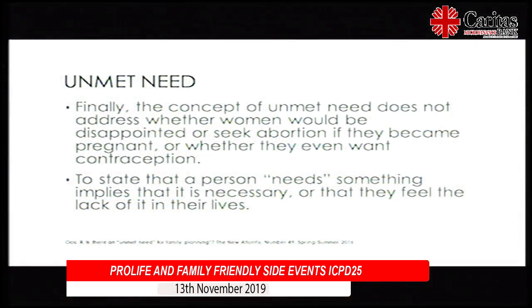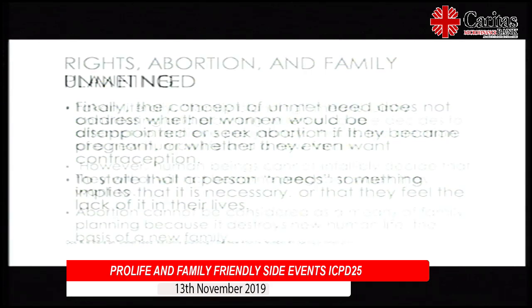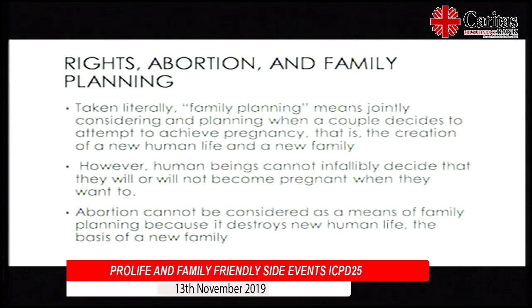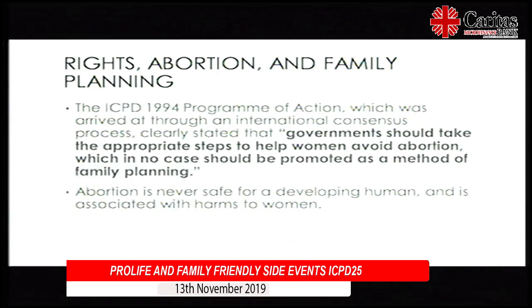Finally, the concept of unmet need does not address whether women would be disappointed or seek an abortion if they became pregnant. To state that someone needs something implies that it is necessary or that they feel the lack of it in their lives. Taken literally, family planning means jointly considering and planning when a couple decides to attempt to achieve pregnancy. That is the creation of a new human life and a new family. However, we cannot decide that we want to become pregnant when we want to. And then abortion cannot be considered as a means of family planning because it destroys a new human life.